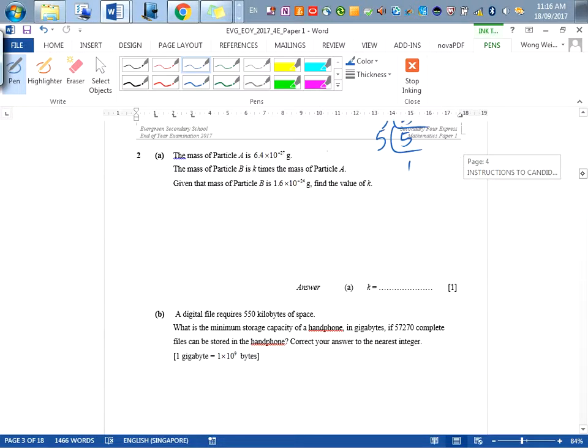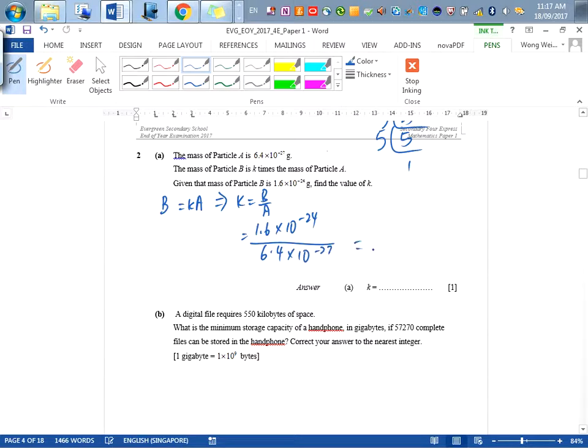Well, question 2A. Mass of B is K times mass of A. So let's just write an equation. B equals to K times of A. Find the value of K. Therefore, K equals to B over A. Substitute. For B will be 1.6 times 10 power negative 24 divided by 6.4 times 10 power negative 27, and we will get 250. Straightforward, almost everybody got it correct.